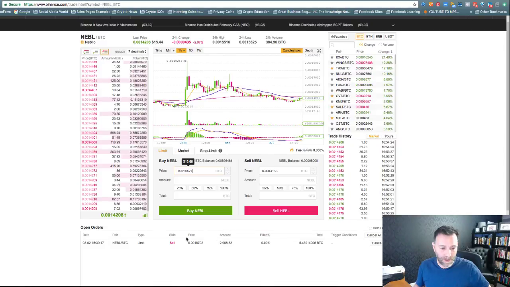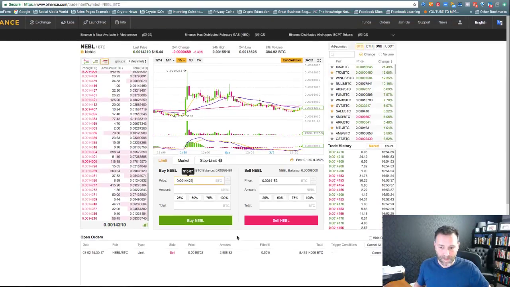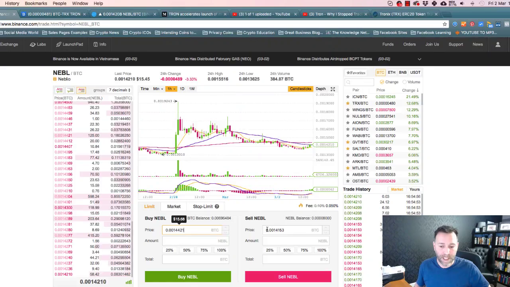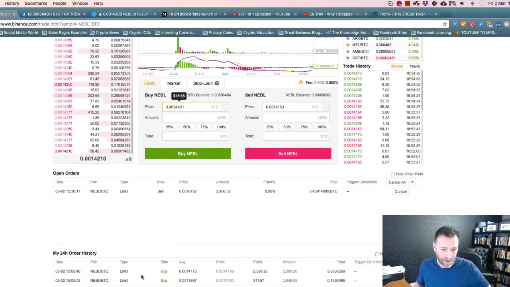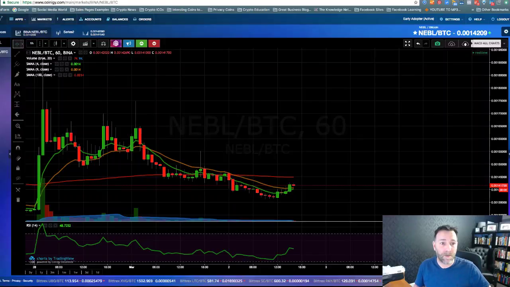So the last trade I did in Neblio, I've got an open order there. So I want to sell it at 18,702. And the last trade I did was at 14,173 and 13,997, because I saw that as the ideal price to get in. That was just when it crossed over on the 15-minute chart.